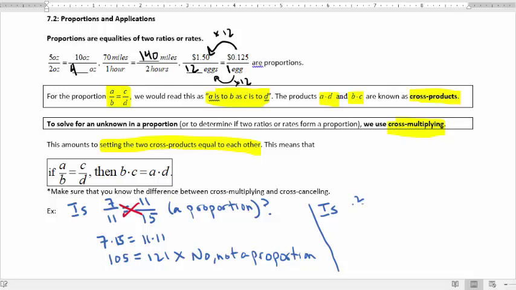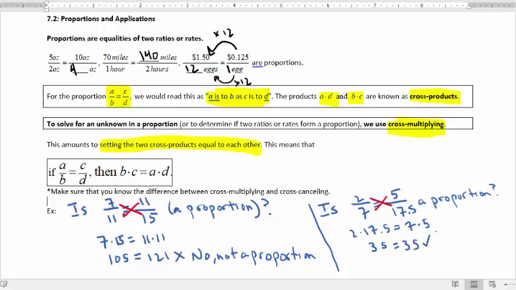Is 2 to 7 the same as 5 to 17.5? Is that a proportion? I don't know. Again, do your cross multiplying. So is 2 times 17.5 the same as 7 times 5? Well, 2 times 17.5 is just 34 plus 1, which is 35. And 7 times 5 is also 35. So that actually works.